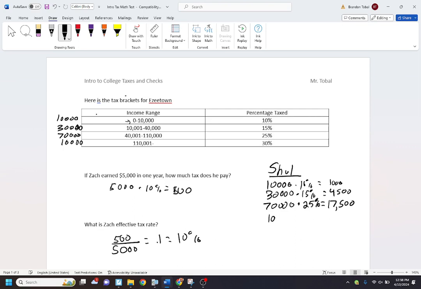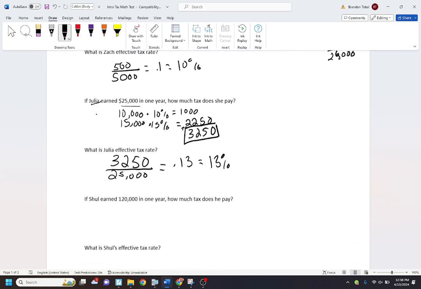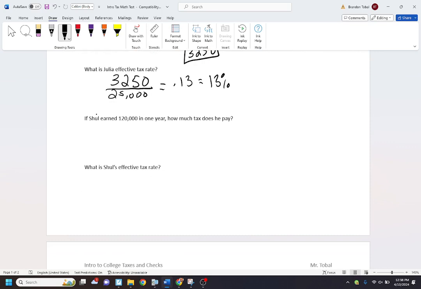And then the last $10,000 he has is going to be charged at 30%, which is 3,000. So what we do is then add that all up. Carry the 1, 1, 2, 6. This is 10, so 16. Carry the 1, 2. So he paid a total of $26,000. So he should be paying $26,000 in taxes.